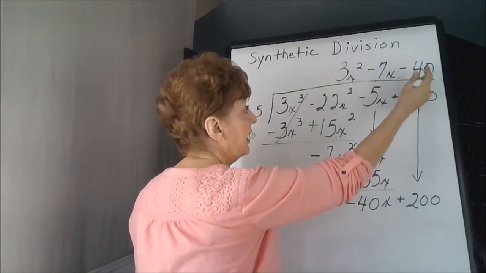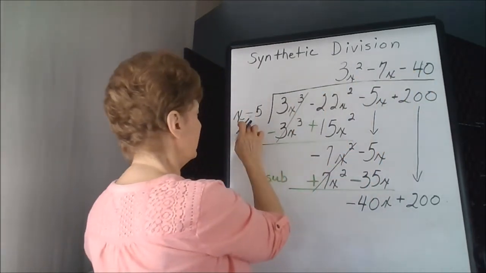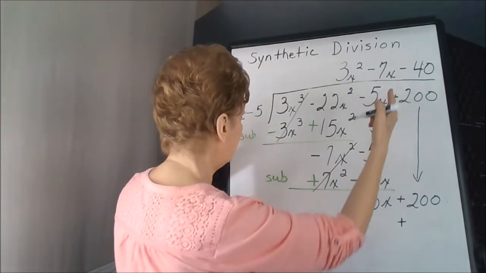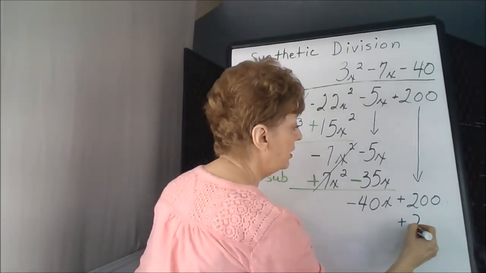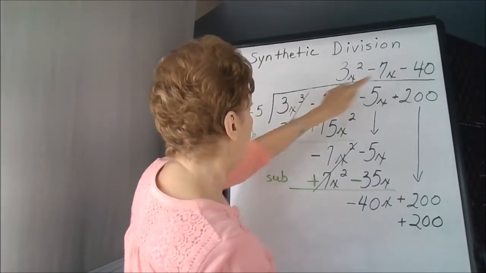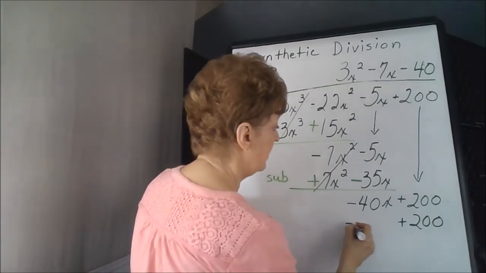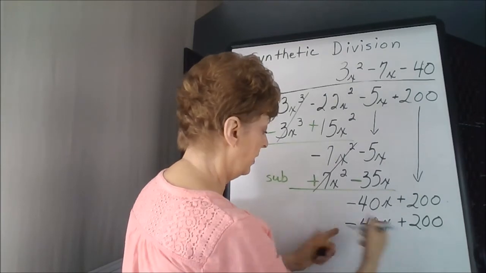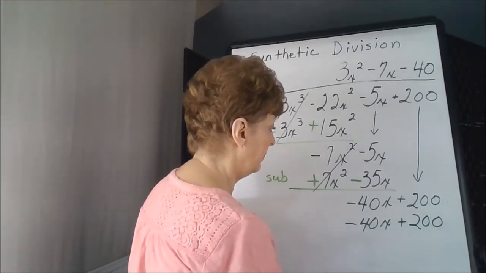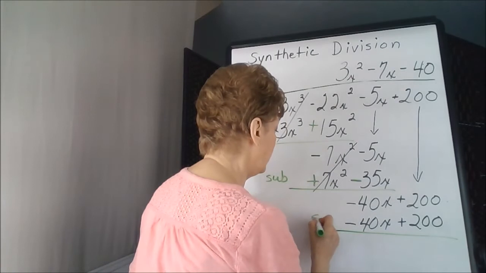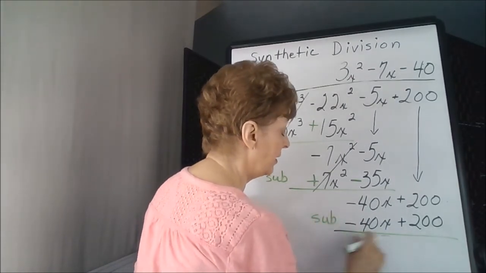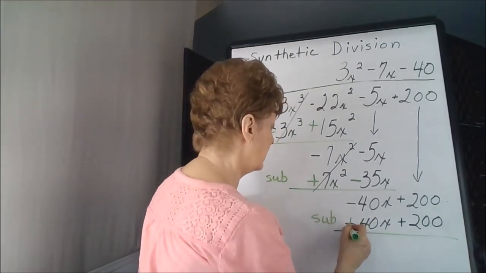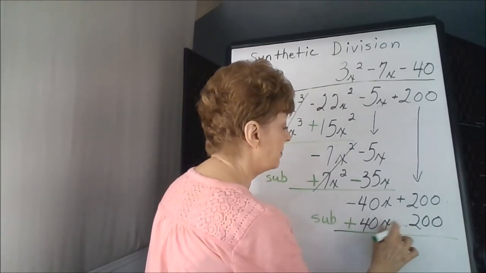Now I'll do the multiplication. Negative 40 times a negative 5 gives a positive. Negative times a negative, the signs are the same, it's positive. 200. Negative 40 times x is a negative 40x. The first term matches perfectly. I'm ready to subtract. When you subtract this polynomial, you have to change the signs. So this becomes a positive, and this one becomes a negative.